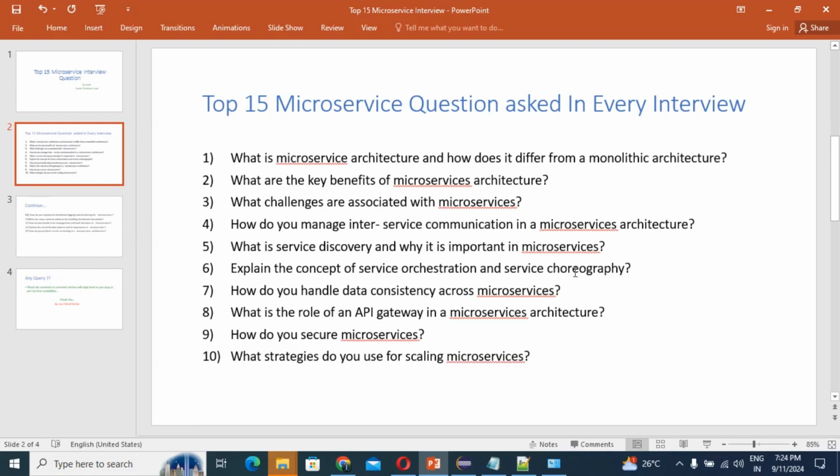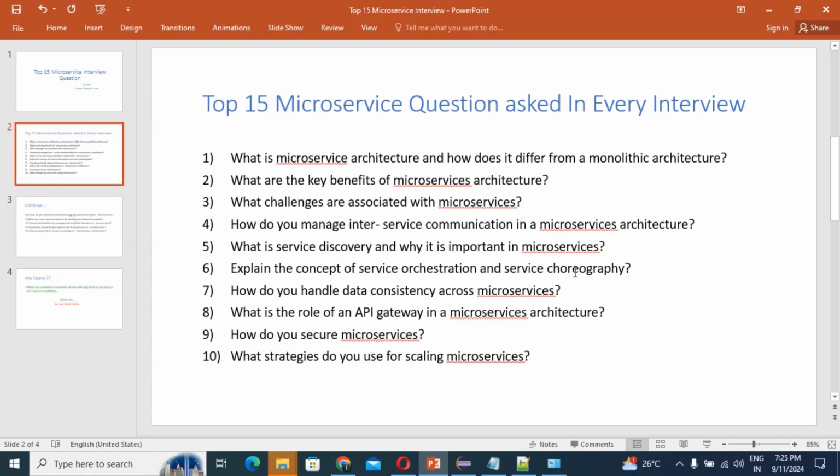Let's see the points with which you can scale microservices. Horizontal scaling, which you have heard of: add more instances of a service to handle increased load. With horizontal scaling, you can scale your microservices. The next point is load balancing. With load balancing you can also scale microservices: distribute incoming requests across multiple instances of a service.